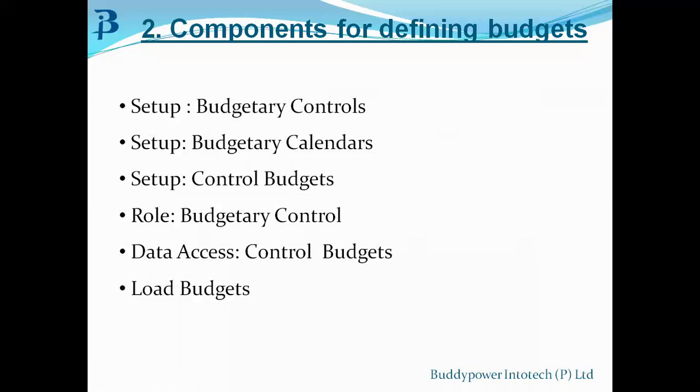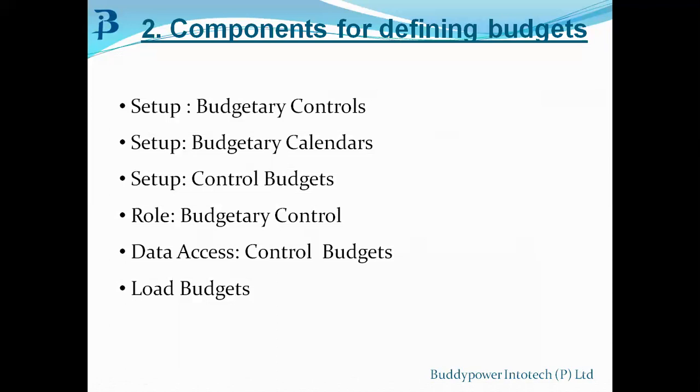So once we define the budgetary control and the budget calendars, we next move to defining the control budgets. This is where we define what type of control you want to put in the system. For example, if a user exceeds the budget, he will get a warning, but the system will let the user proceed and continue. This is a soft control budget, wherein you just get a warning and an alert, but it still allows the user to proceed with further transactions.